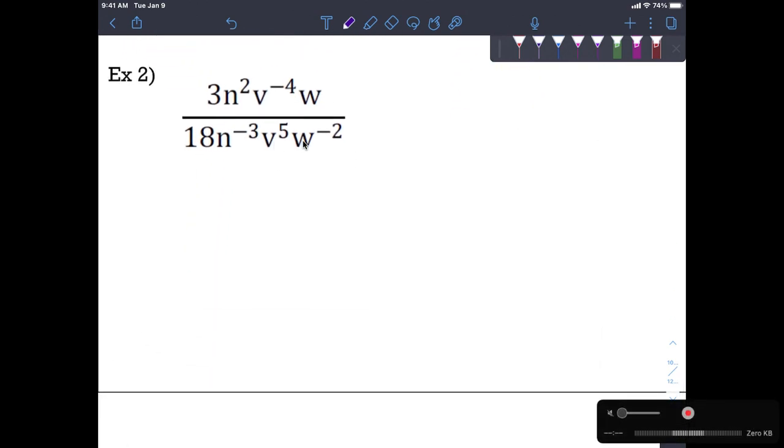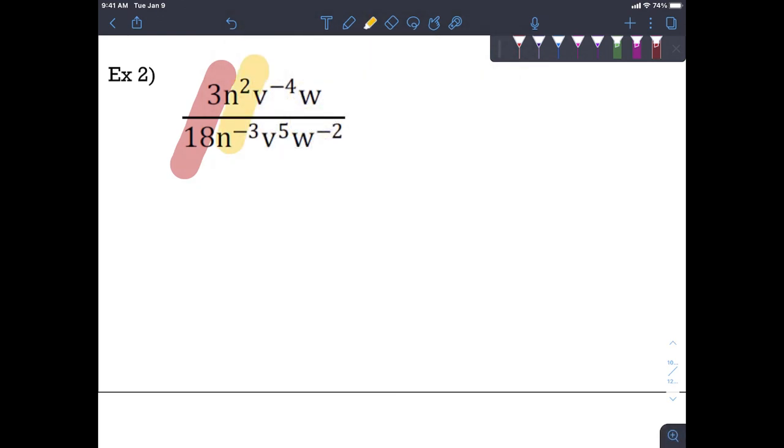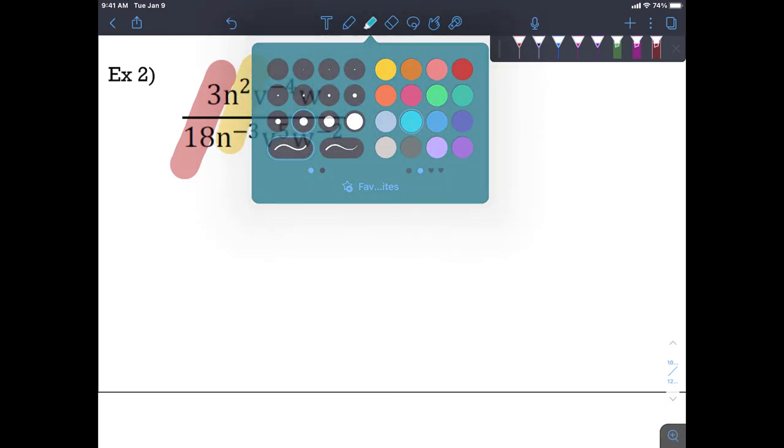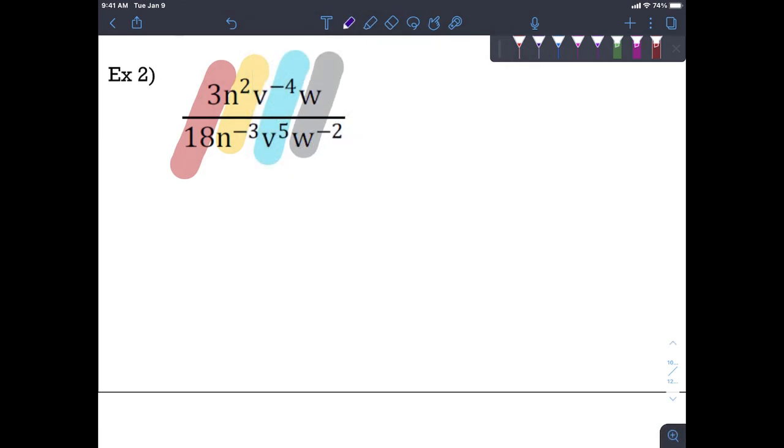All right, here I see a lot of negatives, right? So there's a lot of different ways that we can handle this, but let's go ahead and break this down by what kind it is. So first I'll start with the numbers. 3 over 18 will reduce to 1 over 6, so I don't need to write the 1 right now.